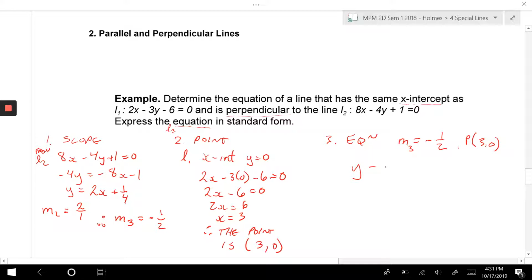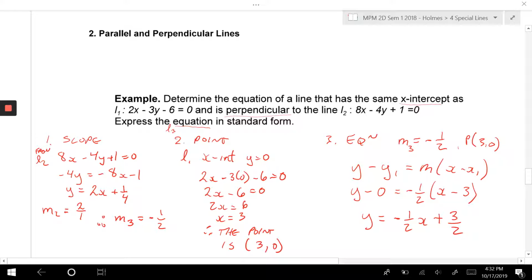I now use the slope-point form of my equation and substitute in my x, y, and my slope. y - y1, which is 0, is equal to the slope -1/2 times (x - x1, which is 3). Or y becomes -1/2 x, and -1/2 times -3 is +3/2.